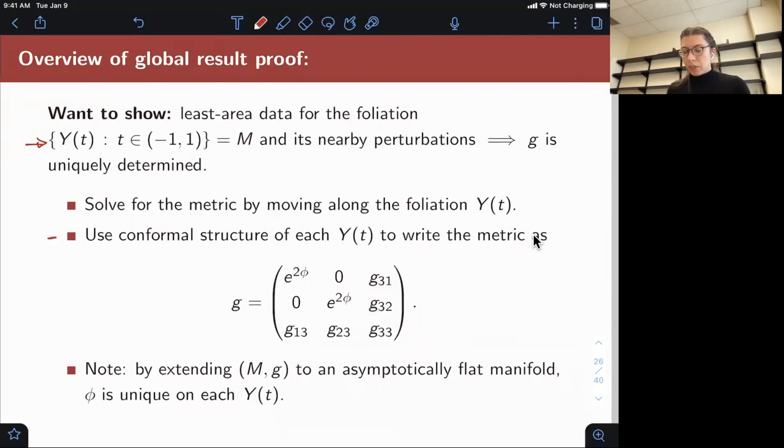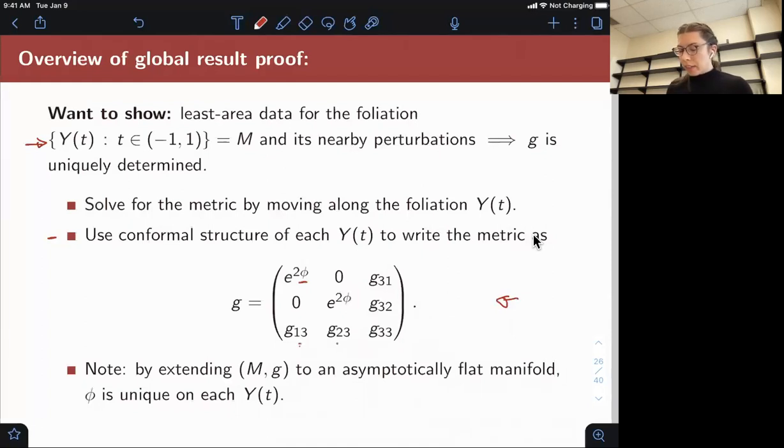Key to this is we'll use the fact that we're working with 2-dimensional surfaces and use the conformal structure of the surface to write the metric in a convenient way. So in such a way as this, where phi that I've denoted here is the conformal factor, say, on one of these surfaces, say some Yt.